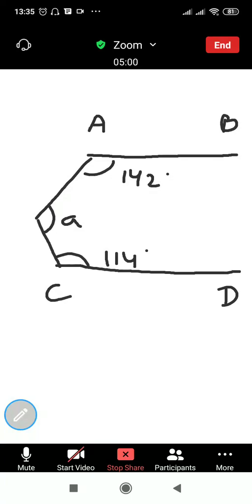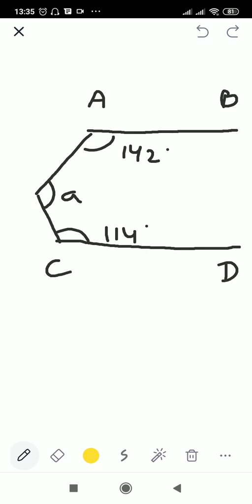Let's see this one over here. You can see AB and CD are two parallel lines drawn over here. AB and CD are parallel lines, right? We have to find out this angle A. What we are going to do, and this is point E over here, so at this point we are going to form a line like this.